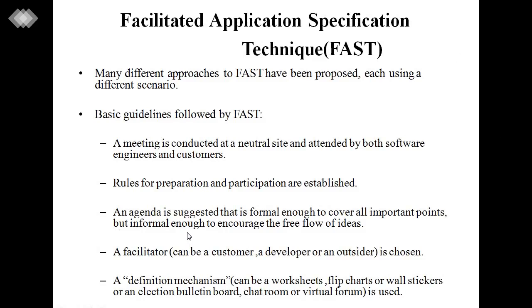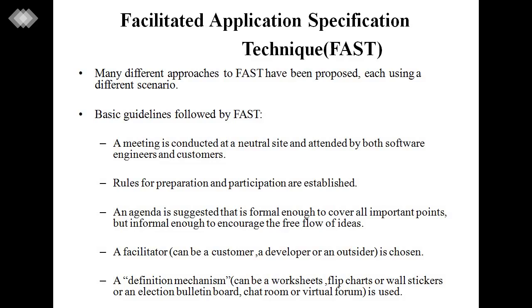So many different approaches have been proposed, but the basic guidelines to be followed by FAST are: a meeting is conducted at a neutral site and attended by both the software engineer and customers. Second, rules for preparation and participation are established. Next, an agenda is suggested that is formal enough to cover all important points but informal enough to encourage the free flow of ideas. Next, a facilitator, who can be a customer, developer, or an outsider, is chosen.